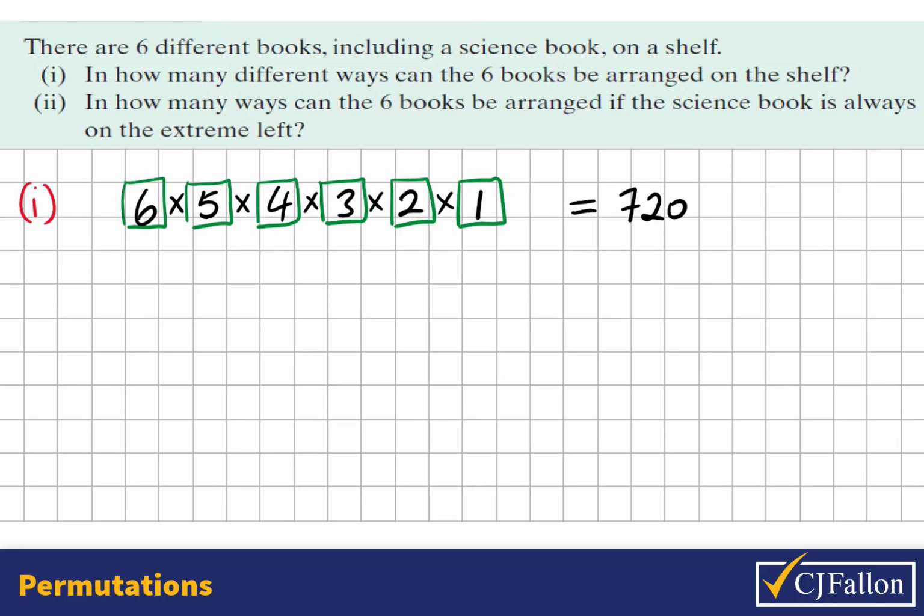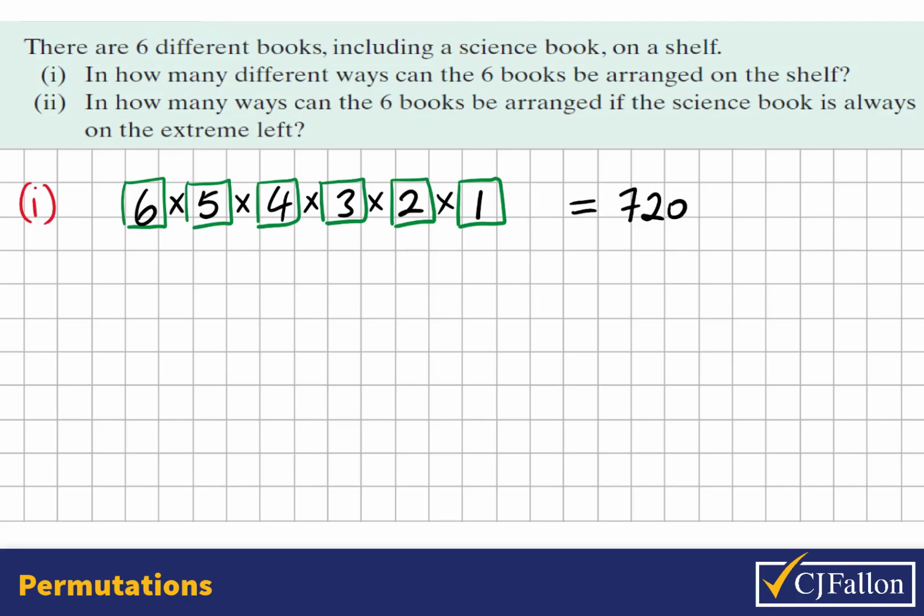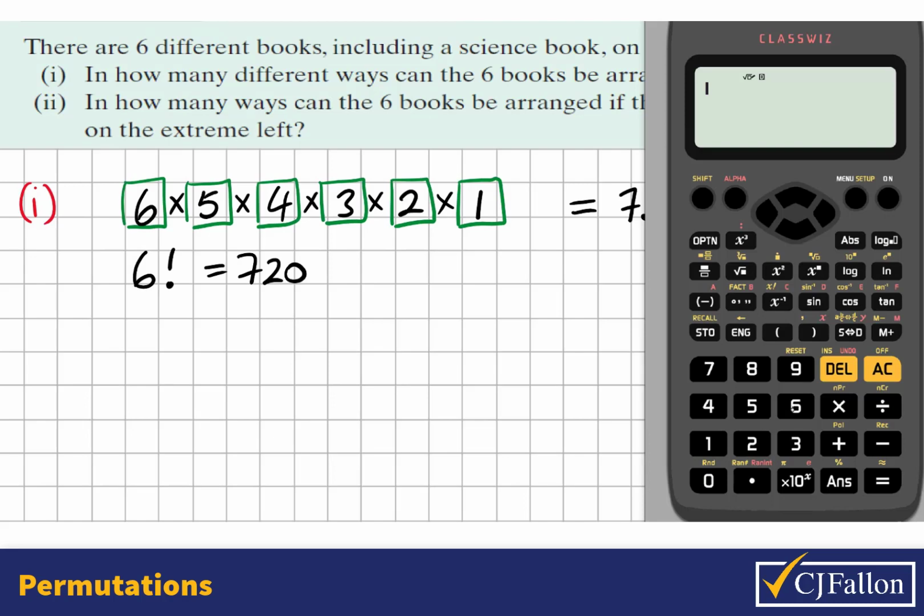There is a button on the calculator that multiplies immediately 6 by 5 by 4 by 3 by 2 by 1, and it's the factorial button. So if I write in 6 factorial, I will see the answer is 720. Let me show you that on the Casio calculator here. If I write in 6, the factorial button is here beside the x to the negative 1. So shift x to the negative 1. And 6 factorial is 720.